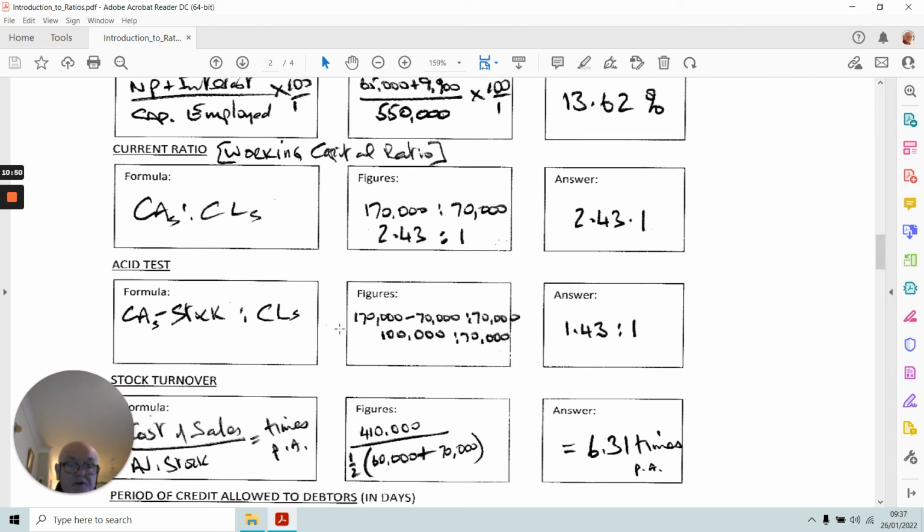That means that for every euro the firm has in debts falling due, it has €1.43 in liquid assets with which to pay them. So this firm has no problem paying its debts as they fall due. And in fact, its ratio is above the recommended or ideal ratio of 1:1.